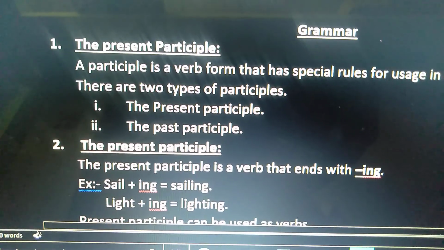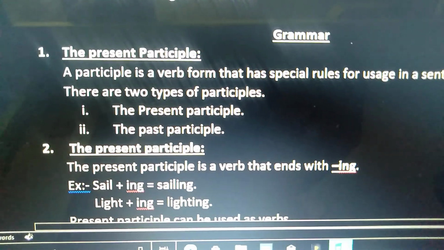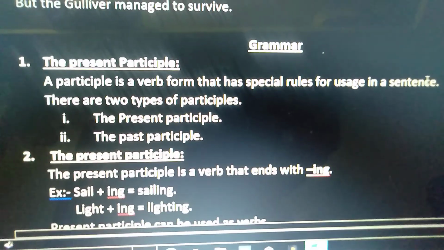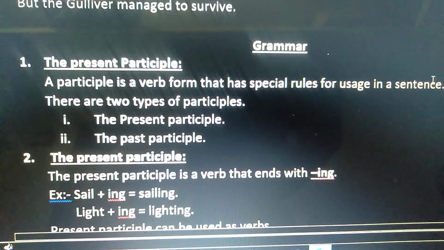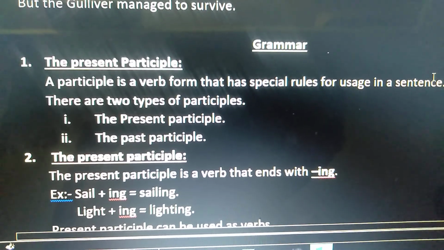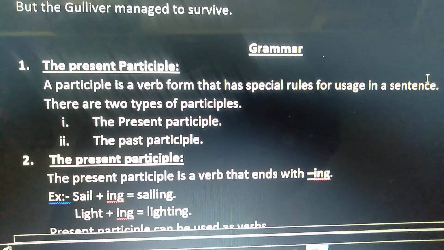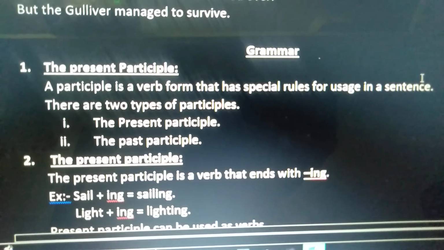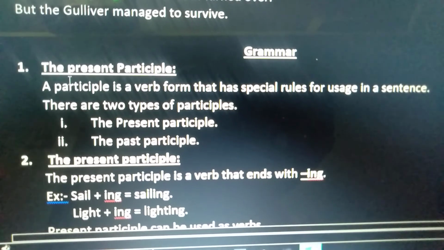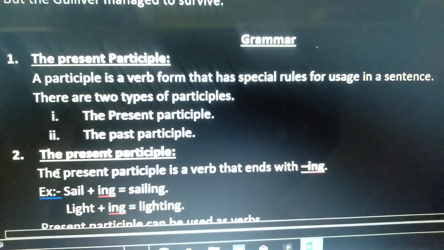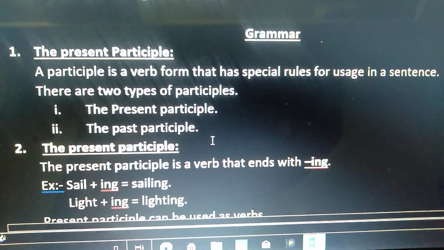What is a participle, children? A participle is a form of a verb that has special rules for use in a sentence. These participles are classified into two types. First one is the present participle and second one is the past participle.